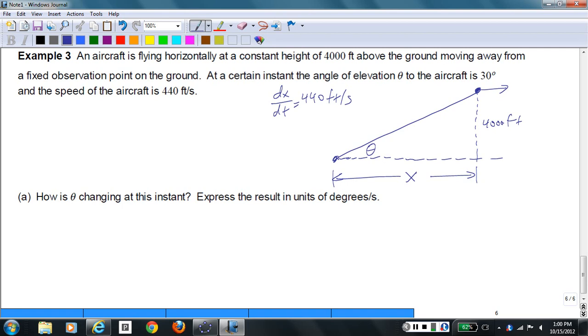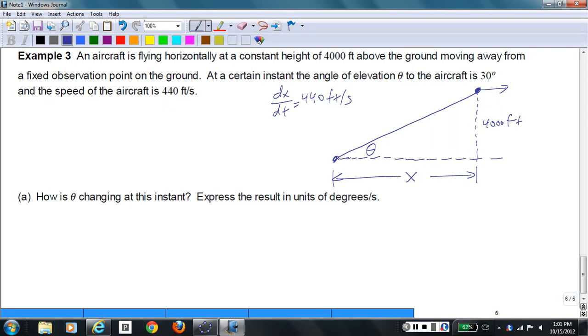Definitely we're going to use the trig to set up a relationship among the 4,000, which is constant, and the angle theta, and the value of x. So we need something to give us the rate at which theta is changing with respect to time. We have the side opposite theta, and we have the side adjacent theta. You're right, we're going to need the value of x, because we need to know the side adjacent theta. So what function is that?